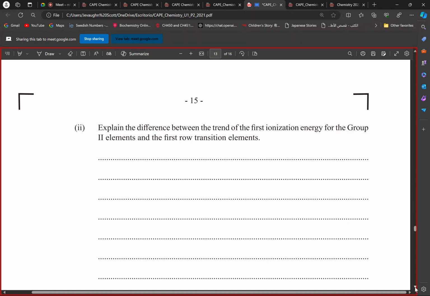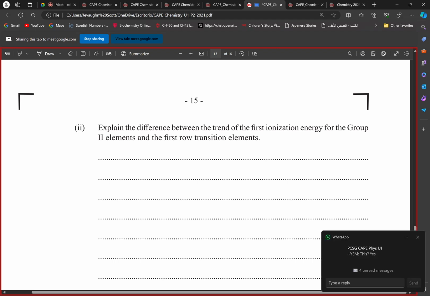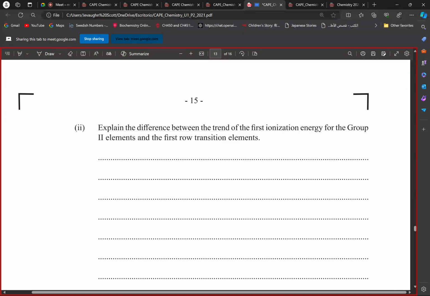Wait, sir, can you repeat that, please? Okay. So what we're saying is that as we go across a period, the size of the atom gets smaller and the nuclear charge increases. So those two things, when you think about the contribution to ionization energy, will actually increase ionization energy. It makes it much harder to remove that outer electron.